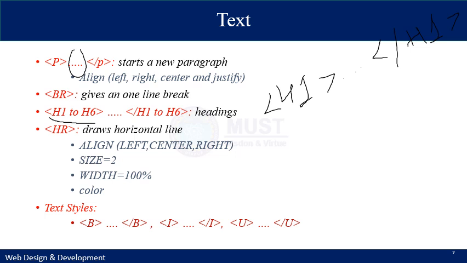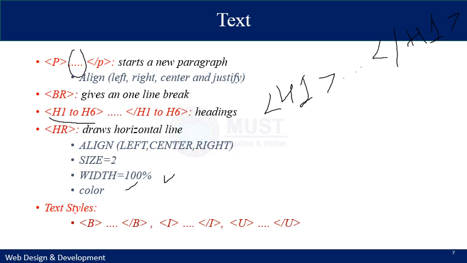For example, H1 is the largest heading and H6 is the smallest heading. HR draws a horizontal line, and you can align it from left to right or center, and you can specify the size. That means you can specify the width of the page, how much of the page it can take. Similarly, size will specify how much depth or height of the line is represented.